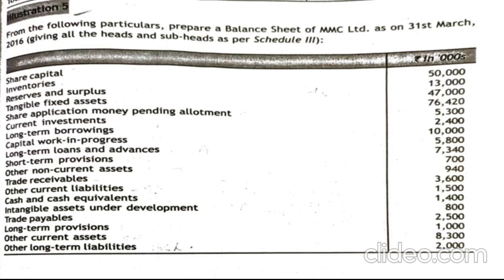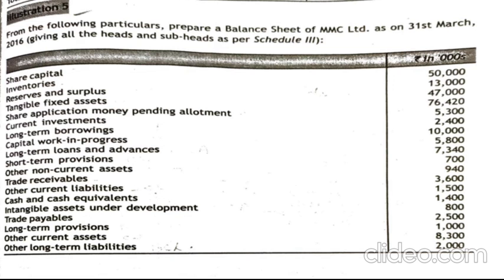Before that, we need to know under which head all these items lie. So according to illustration 5, share capital comes under share capital heading. Inventories will come under current asset. Reserves and surplus under shareholders funds. Tangible fixed asset will come under the heading fixed assets. Share application and pending allotment will have a separate heading. It will come under share application money pending allotment in the liability side of your vertical balance sheet. Current investments in current asset.